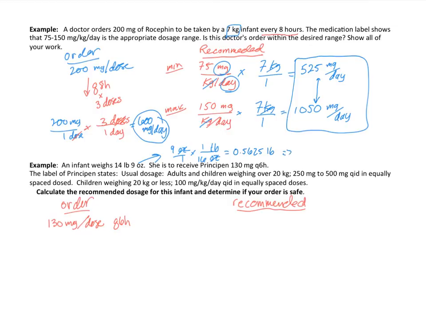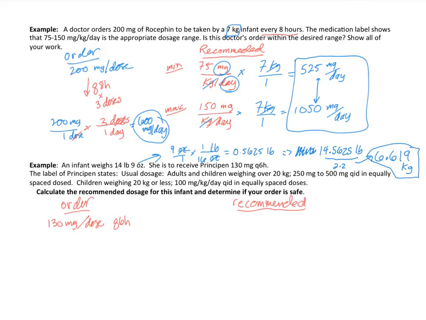So we know the patient weighs a total of 14.5625 pounds. That's how many total pounds the patient weighs. And now I'm going to divide that by 2.2 to get kilograms. So 14.5625 divided by 2.2, we'll round this to the thousandths place, we're going to get 6.619 kilograms. A lot of stuff going on, and we haven't even really gotten to the heart of the calculations here.